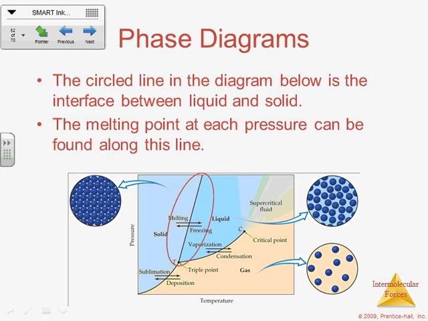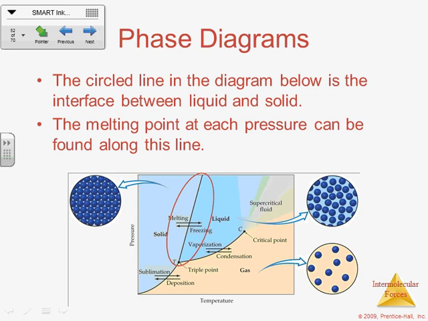Then we've got the solid-liquid line here. Okay, that's the one that's circled now. And that's the line between liquid and solid. Okay. The melting point can be found along this line. Now again, notice if I have a solid and I hold the pressure constant and I increase the temperature, then it's going to change into a liquid, okay?